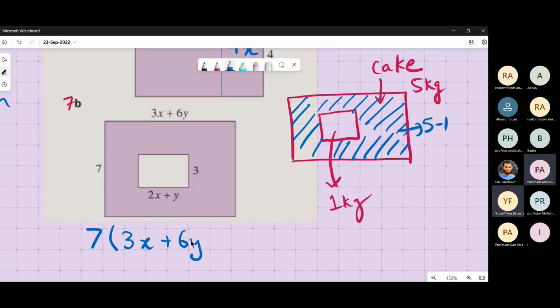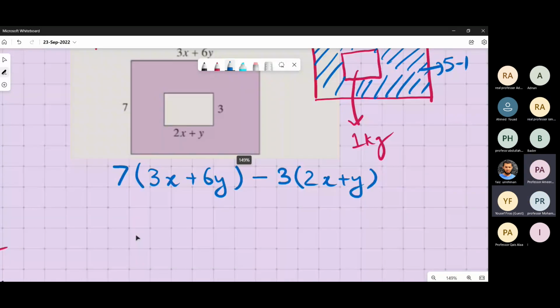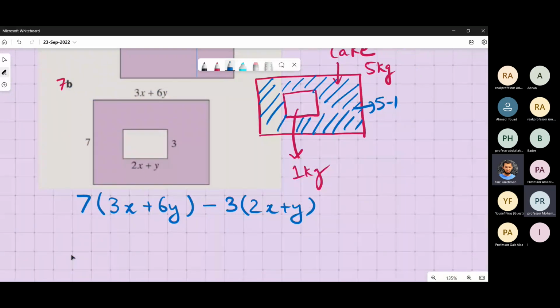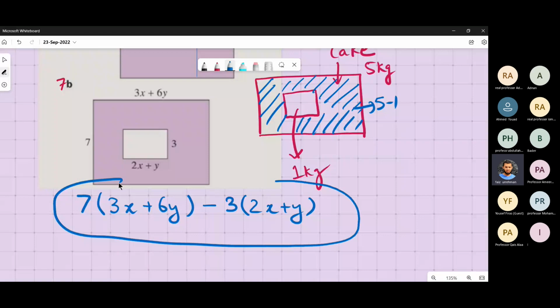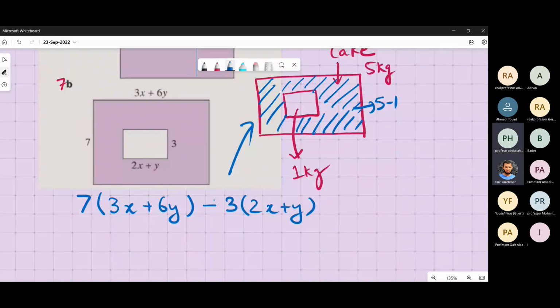Yeah. And what will be the area of the small one? 42y. Minus 3 times 2x plus y? 15x and 39y. If you did not understand how I made this line, who did not understand this line? For that, you have to understand this cake example, as I told you: if you have a cake of 5 kg and you remove a 1 kg piece, the remaining cake will be 5 minus 1. Same concept we are doing here: bigger area minus smaller area.